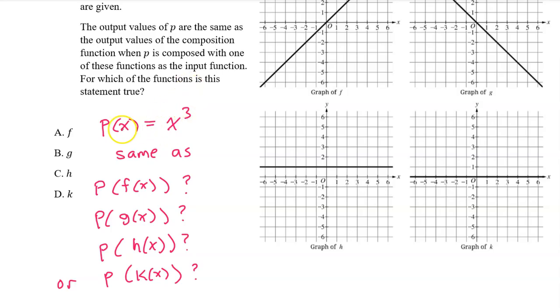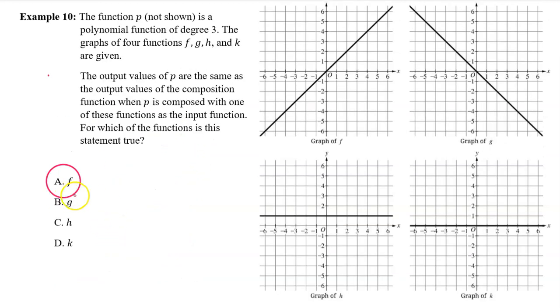So they are telling us that p of x is some cubic function. We don't actually know what it is, but I'm going to use x to the third power as an example. And they are asking us, is p of x the same as p at f, or p at g, or p at h, or p at k, these composite functions? Are any of these the same as the original function? I think the answer is going to be A, but let me show you why all of the other answers are wrong, and then I'll circle back.